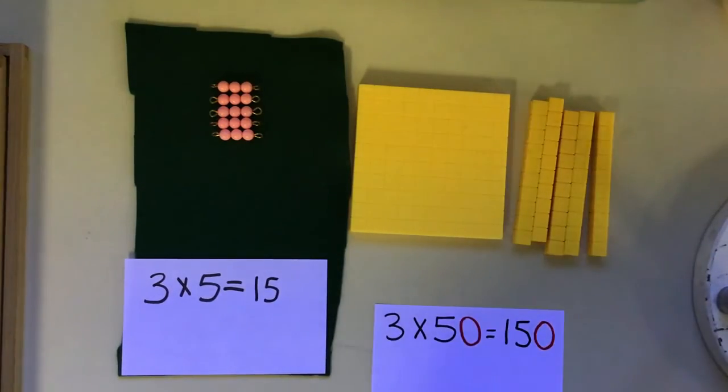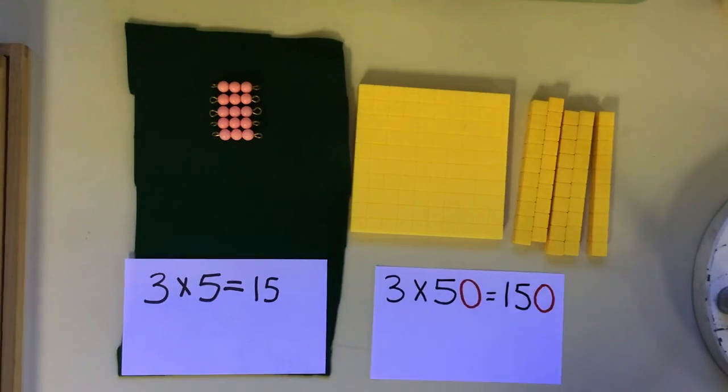Okay, and that's one way to multiply by multiples of 10. And we'll do some more problems next time. See you then.